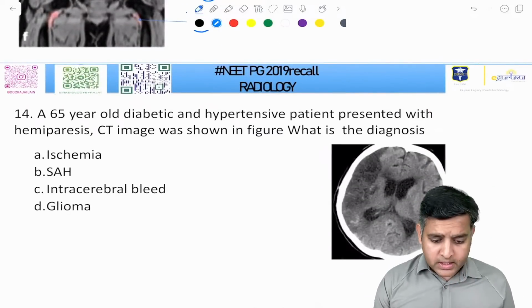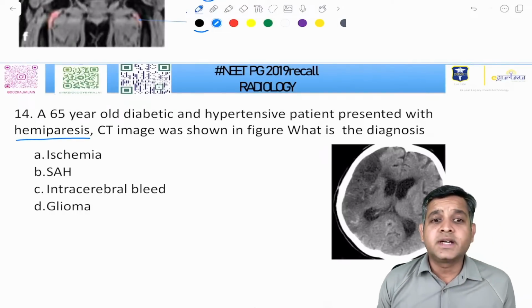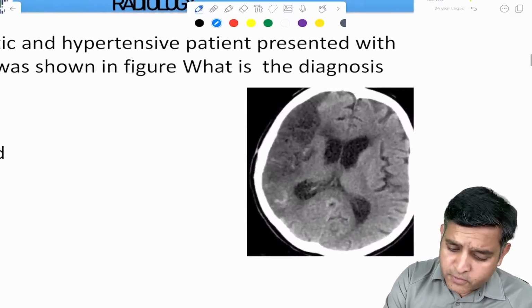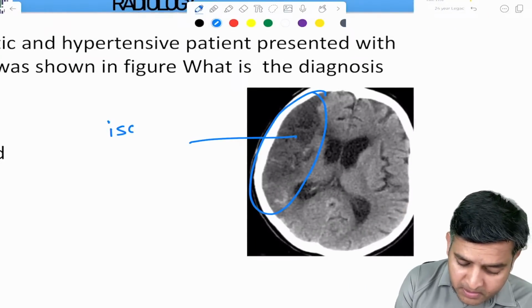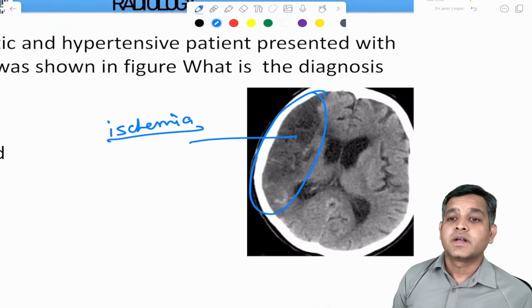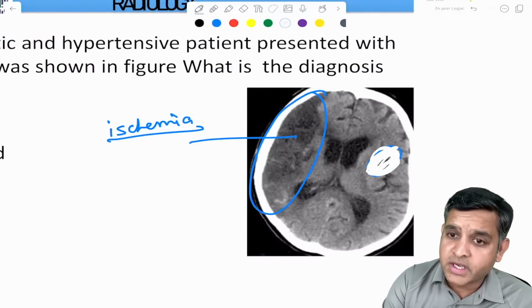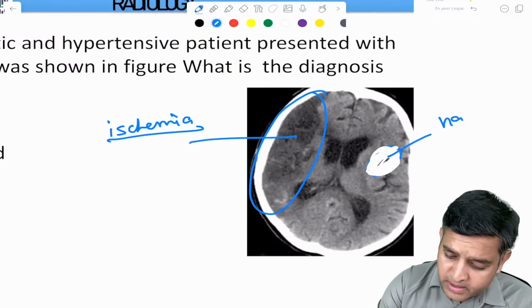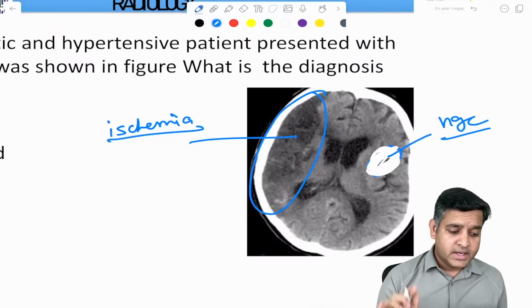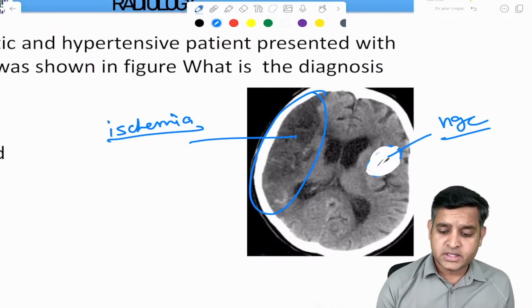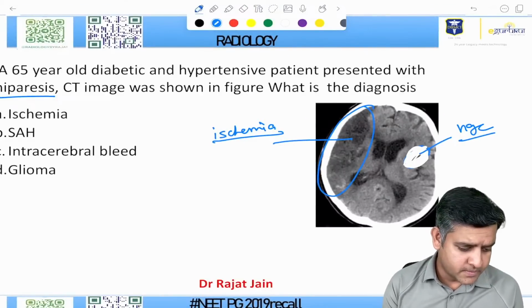Question number 14. A 65-year-old diabetic and hypertensive patient presented with hemiparesis. CT image was shown in the figure. What is the diagnosis? If you are seeing hypodensity on CT, it is ischemia. If you are seeing a white area on the CT, then it will be hemorrhage. If you are seeing a black area or a hypodensity, it is ischemia. If you are seeing a white area, then it is hemorrhage.